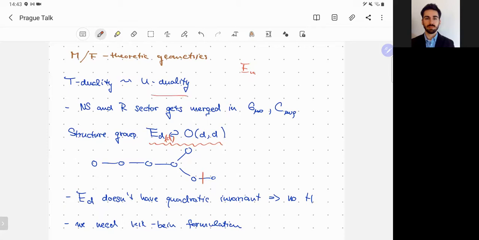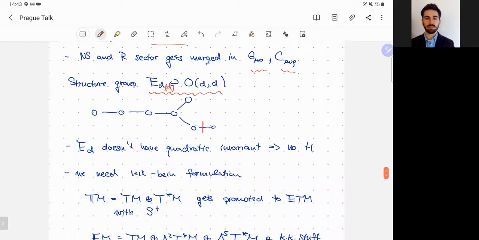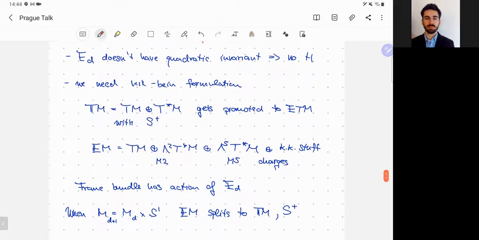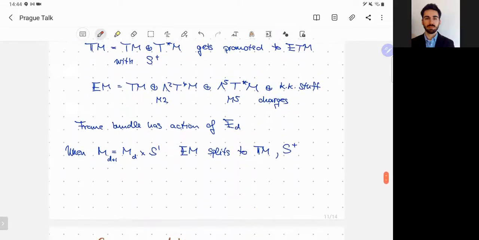The NS and R sector of the string, those B's and G's and R forms, they recombine into just a metric and 3 form and 6 form in M theory. So there's a lot of unification happening. So right, I was right.